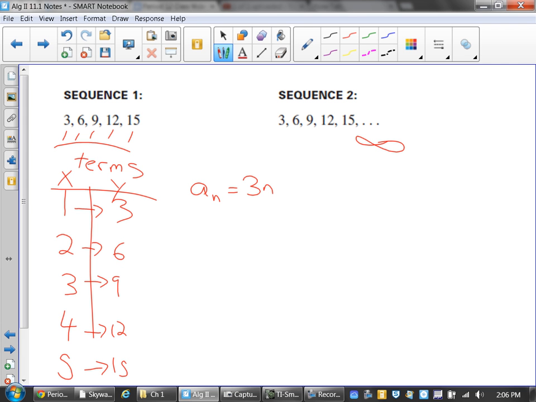That's how it generates. So the A sub n is the sequence, or like? Yeah, it's kind of like the rule for that sequence. That's the generic rule.